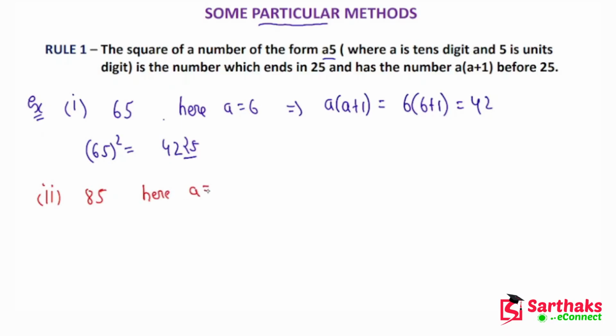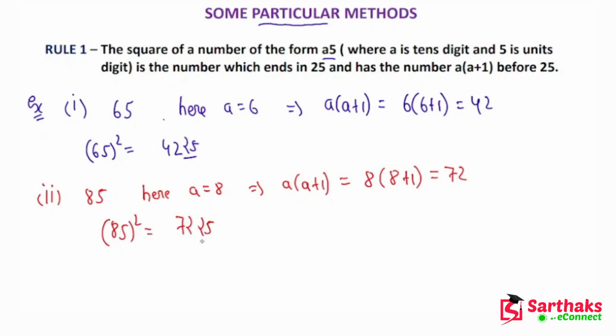Here A is equal to 8, because we only have to see the tens digit. So what will be A into A plus 1? It will be 8 into 8 plus 1, that is 8 into 9, which is 72, and obviously it will end in 25. So 85 square would be nothing but 72, because of A into A plus 1, and 25 because it is already fixed. So you can clearly see this method is very fast when it comes to calculating the square of a two-digit number ending in 5.